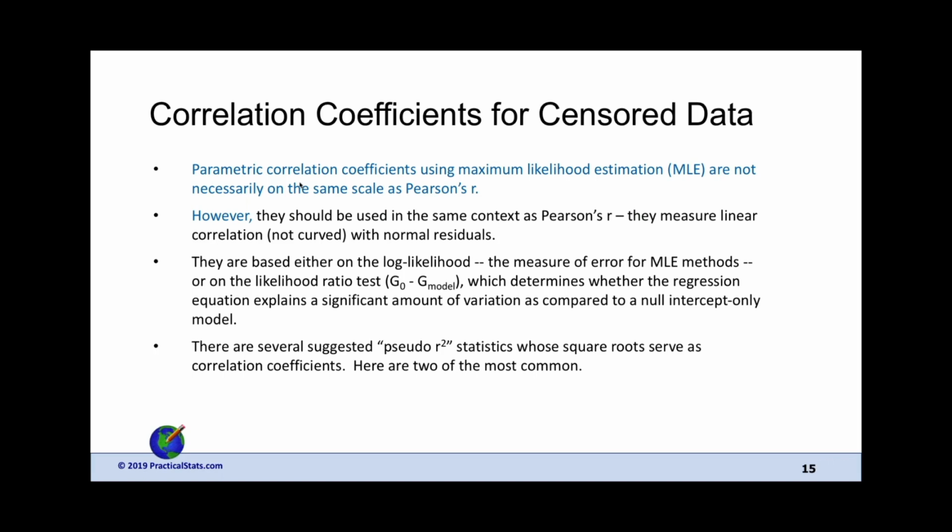So they're based on the log likelihood, the log of that L that we just had in the previous slide, or more usually a test. And this test, which we'll see later in regression, is just the difference between a model, G0 here. This is a model with no X variables. And then the G model is the regression model that you have. In this case, it would be one X variable for correlation coefficient. And you want to see how much that one X variable decreases this measure of error.